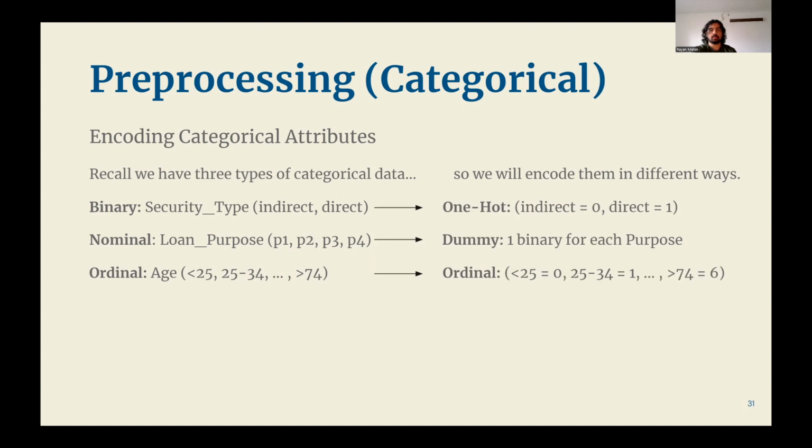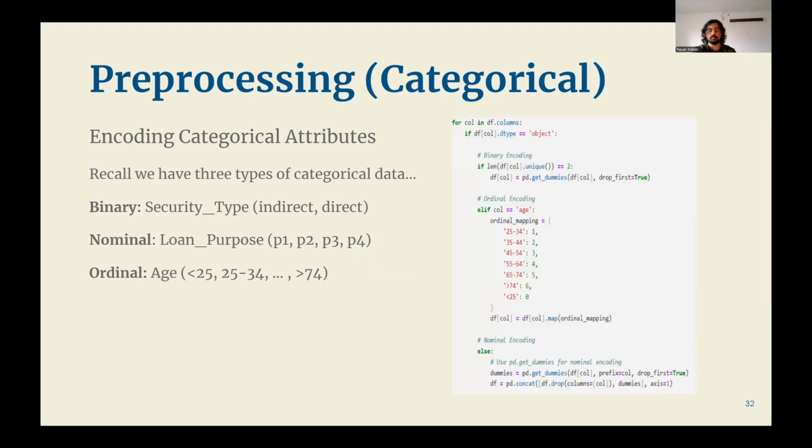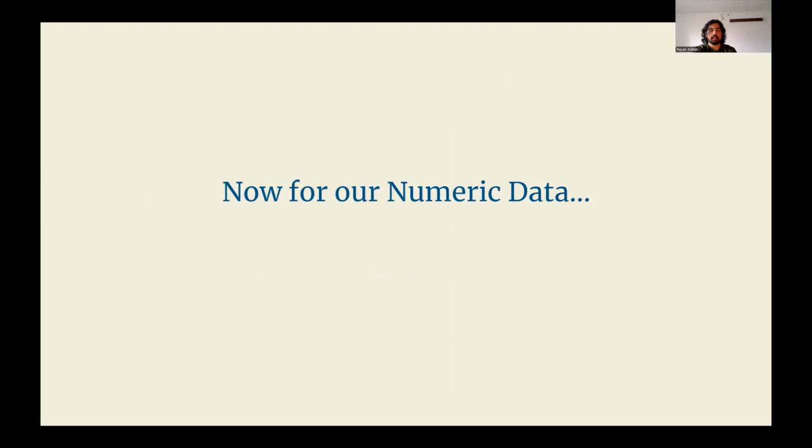For binary, we use one-hot encoding, which maps indirect to 0 and direct to 1. For nominal, we use dummy encoding, which makes a binary column for each purpose. And for ordinal, we use ordinal encoding, which maps the values to a range of integers. That's our code. Now onto our numeric data.